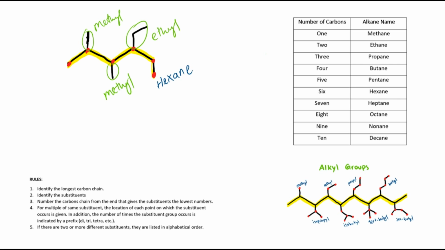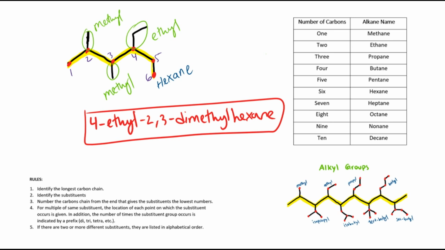Now we number these carbons so that these alkyl groups get the lowest possible number. Since more substituents are toward the left side, start counting from the left side. 1, 2, 3, 4, 5, 6. Now we just put this in alphabetical order to get our final name. 4-ethyl-2,3-dimethylhexane is the final name.